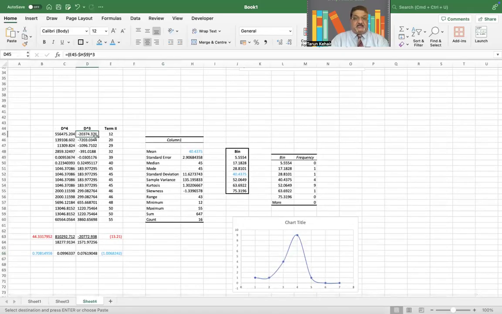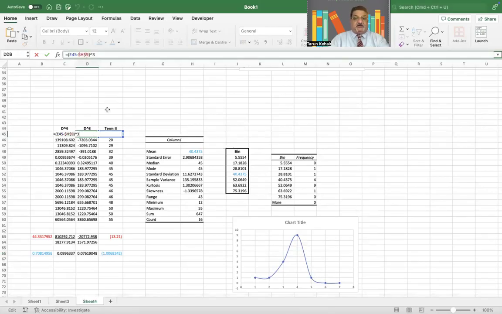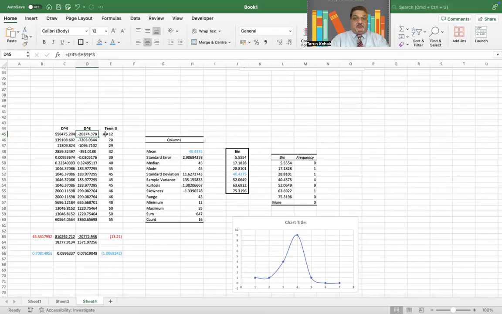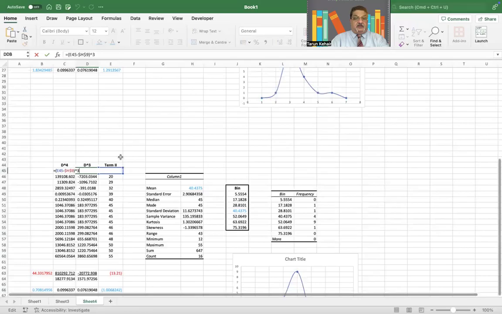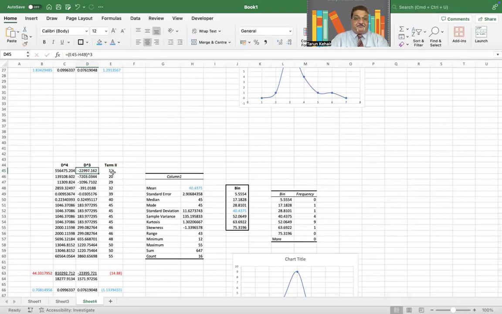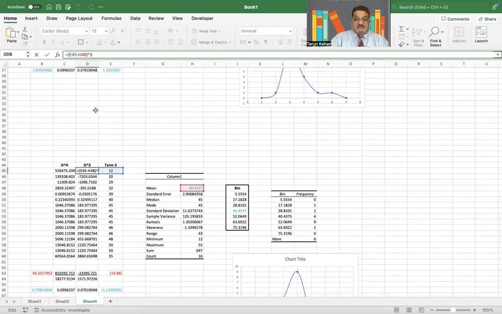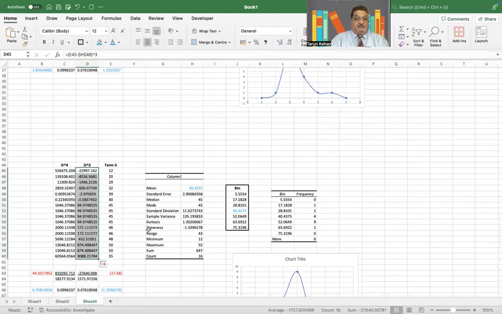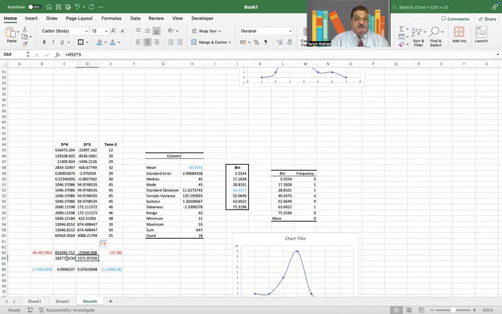So here, if you look at xi minus x bar, I'll have to change the position of x bar. Let's change this. X bar is this value. Yeah, E45, perfect. And I'll just freeze this and drag it down. And this is your numerator, denominator, which is the cube of the standard deviation. This gives you your bias. And now, sorry, this gives you the value.